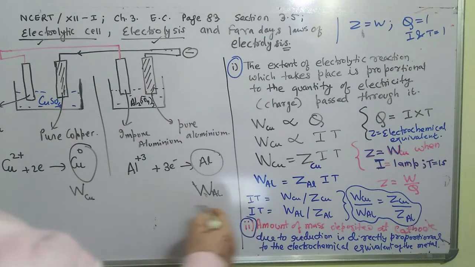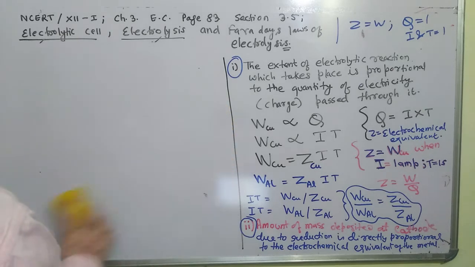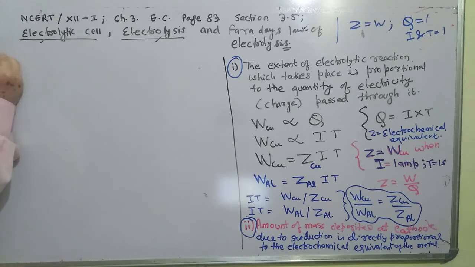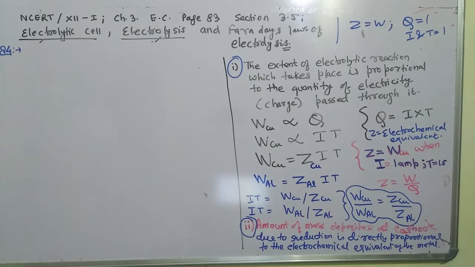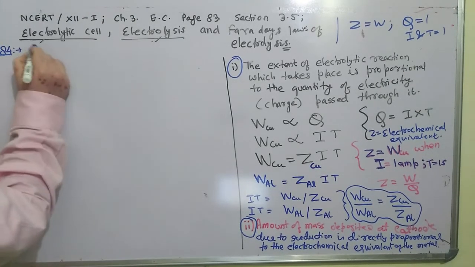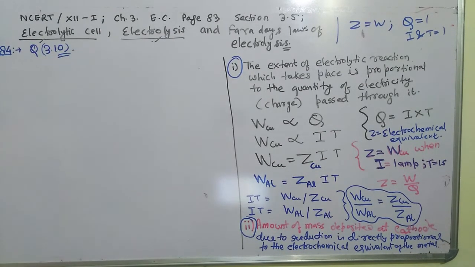This can be better understood if you solve one problem. So let us pick one problem from page number 84. Refer to page number 84. There is one numerical, and the number of the question is question number 3.10.